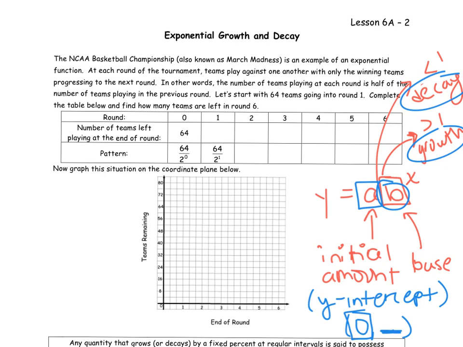All right, so let's take a look at this first example. So we have the NCAA Basketball Championship, also known as March Madness, is an example of an exponential function. At each round of the tournament, teams play against one another with only winning teams progressing to the next round. So in other words, the number of teams playing at each round is half of the number of teams playing in the previous round. So let's start with 64 teams going into round 1. We're going to complete the table and see how many are left when we go into round 6.